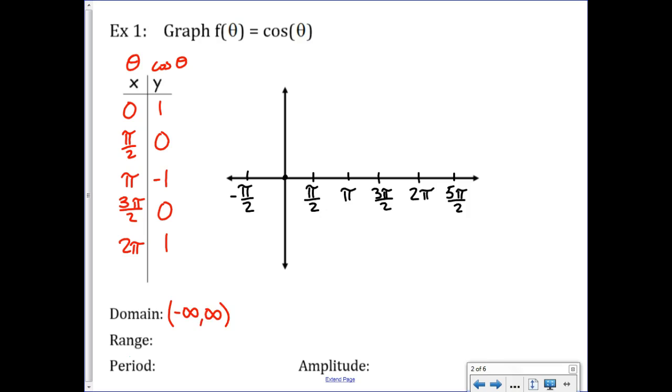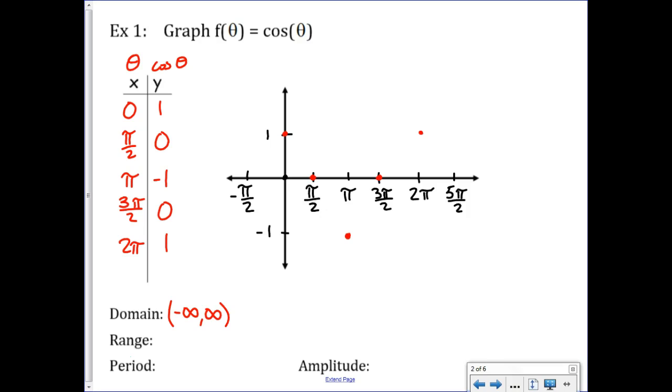So when I start to plot this at 0, I'm up at 1. And then negative 1 looks to be the other value I need there. So at 0, I'm up at 1. At pi over 2, I'm at 0. At pi, I'm at negative 1. At 3 pi over 2, I'm back to 0. At 2 pi, I am back up at 1.